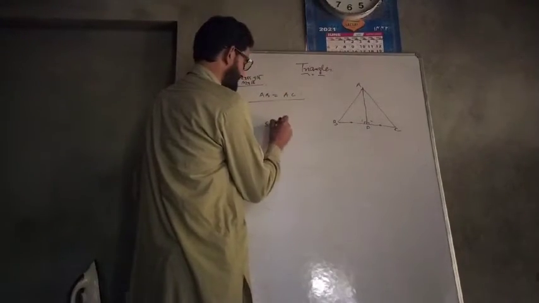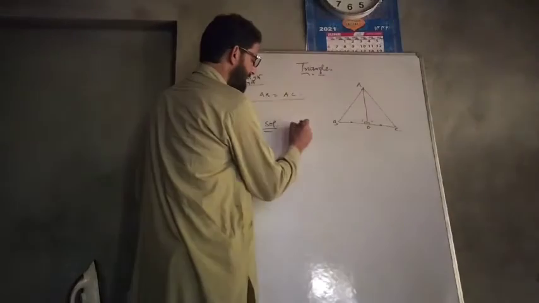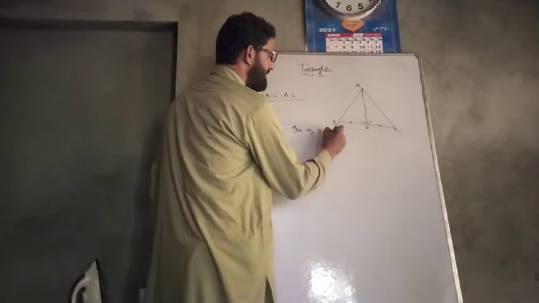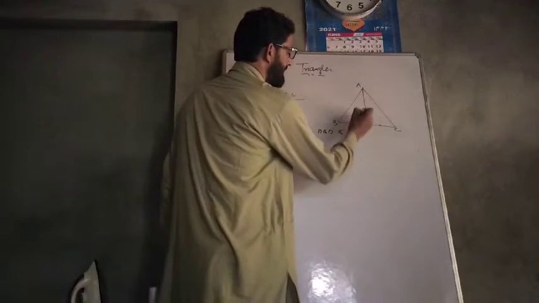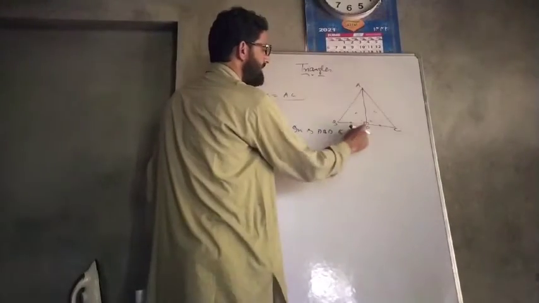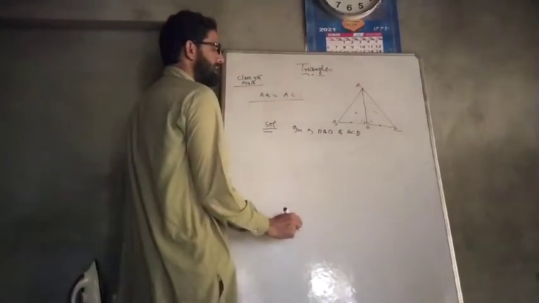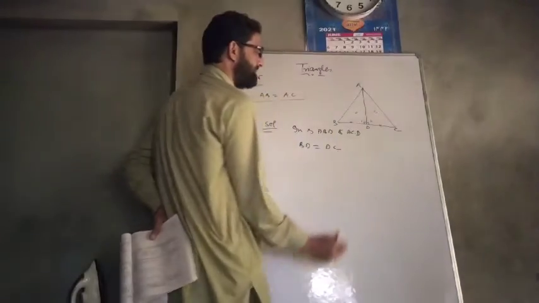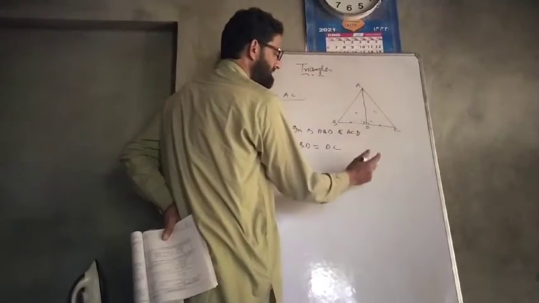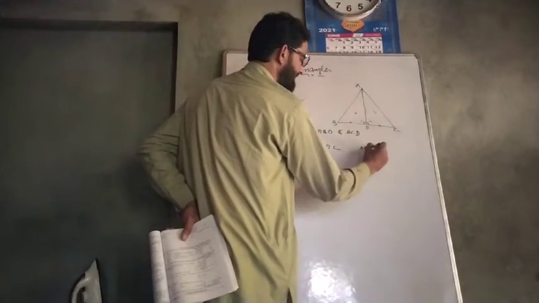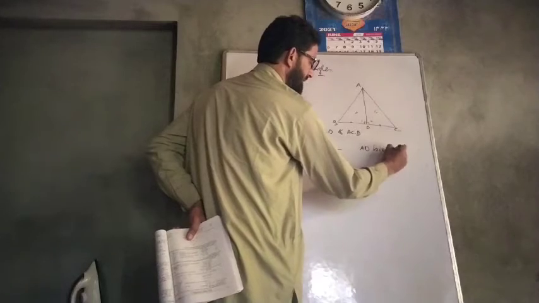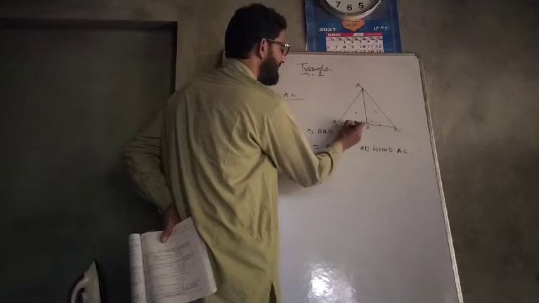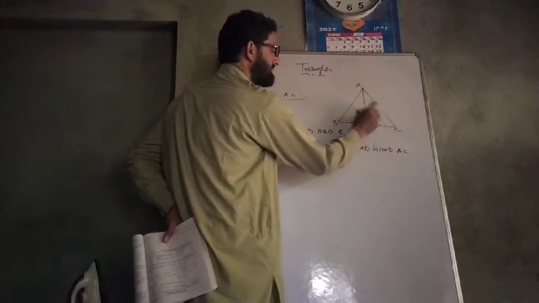Let us proceed to the solution. In triangle ABD and ACD, now we take these two triangles ABD and ACD. Now see, this BD is equal to DC because AD is the perpendicular bisector, as AD bisects BC. This is given. So this side BD of this triangle is equal to DC of this triangle.